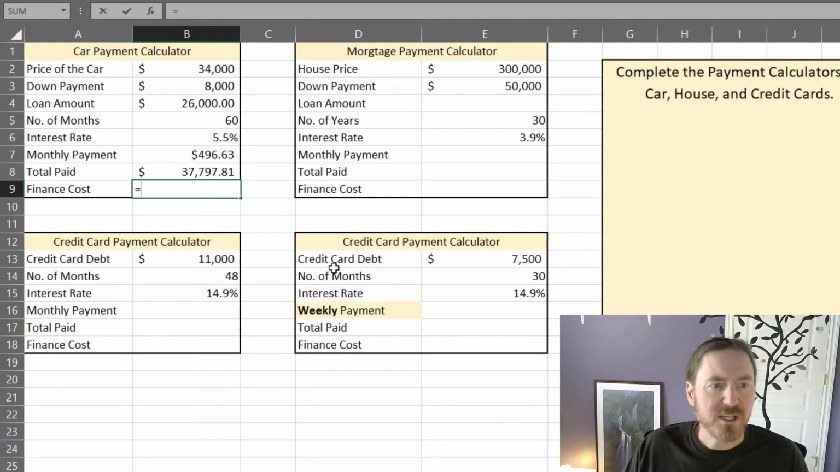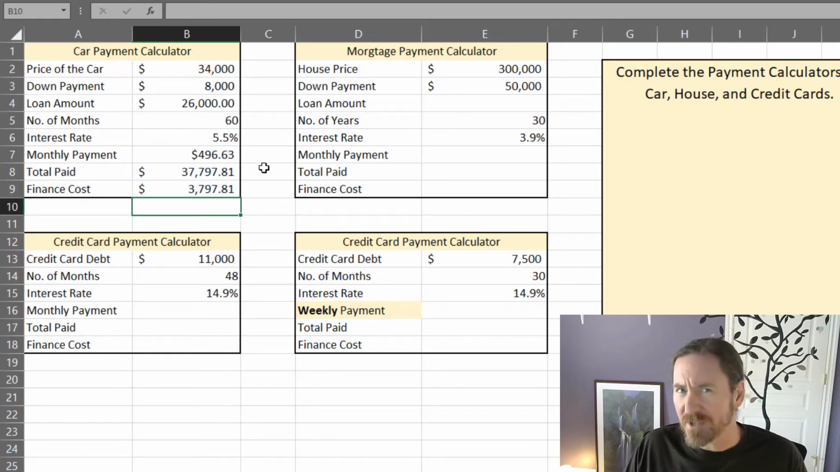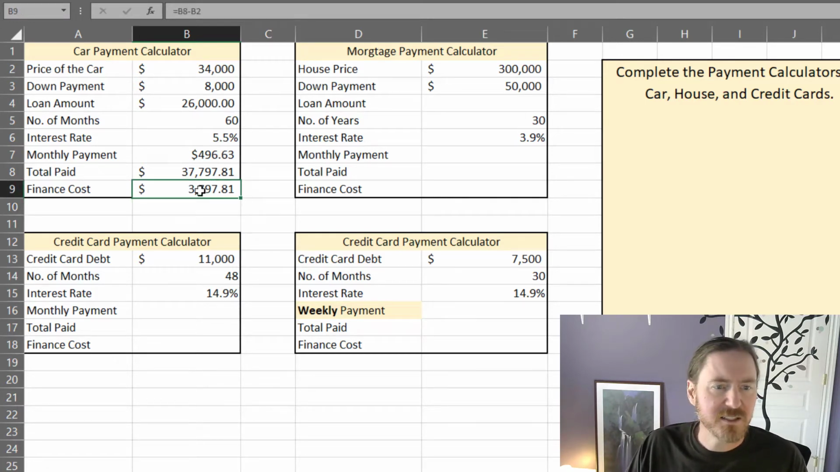Finance cost is going to be equal to the total paid minus the original price of the car. Price of the car was 34 grand. We paid about 38 grand. We paid almost 4,000 extra because we financed. There we go. That's the first one. It's going to be pretty similar for these others.